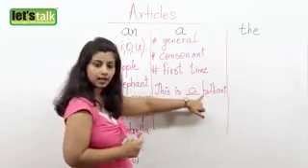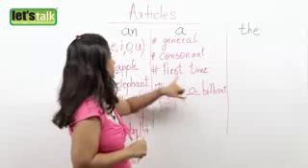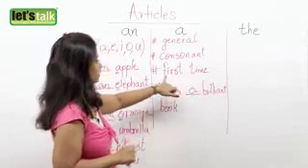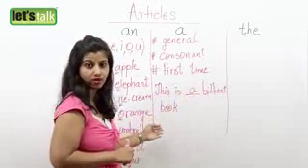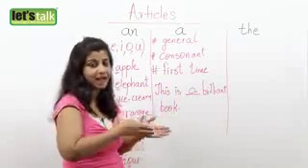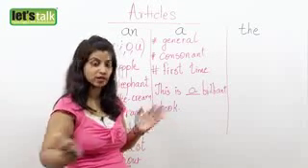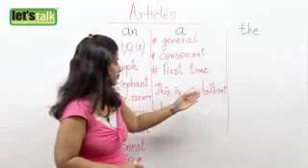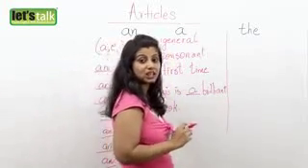Consonant. Isn't B a consonant? So obviously you are going to use the word a or the article a. First time. I'm talking to you about this book for the first time. In my entire sentence, I haven't mentioned this book to you before. So that is why this is a brilliant book. Okay. Now let's come to the article the.